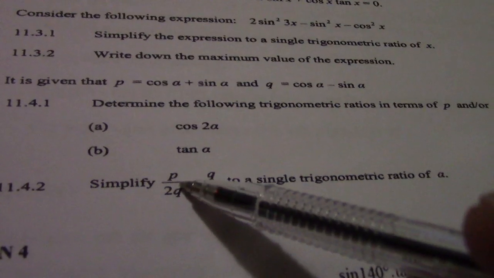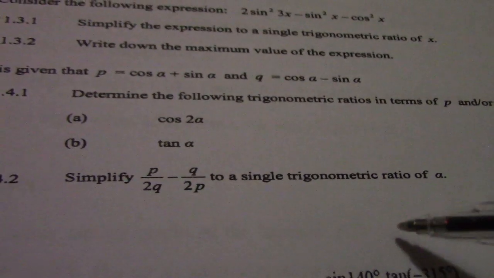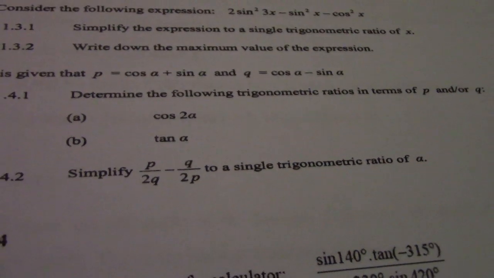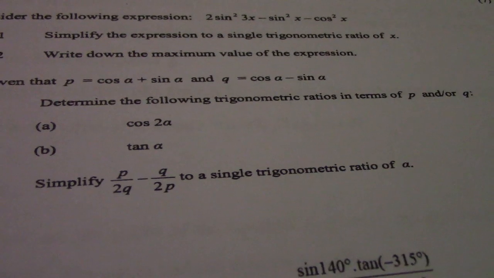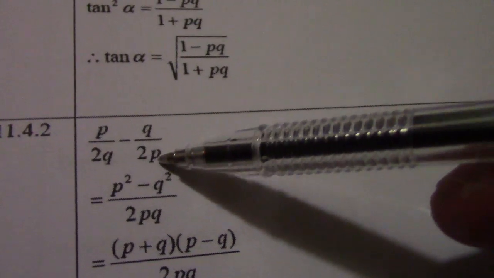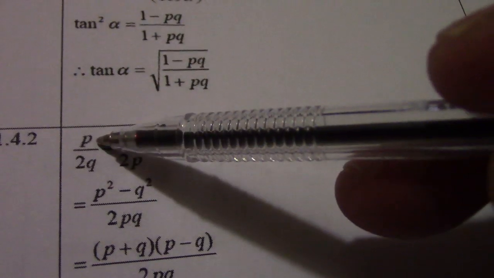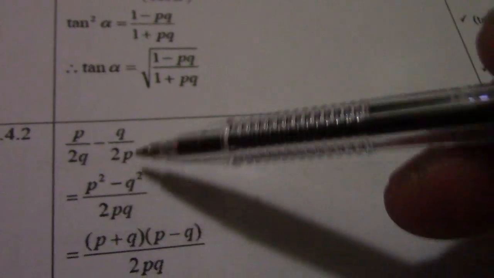11.4.2, simplify. Now they're saying we have P over 2Q minus Q over 2P to a single trig ratio. So there we're testing you on addition of fractions. Can you add one fraction to another? Very important, we need to understand the denominators have to be the same. So we multiply P by P, which becomes P squared, and here Q times Q becomes Q squared.